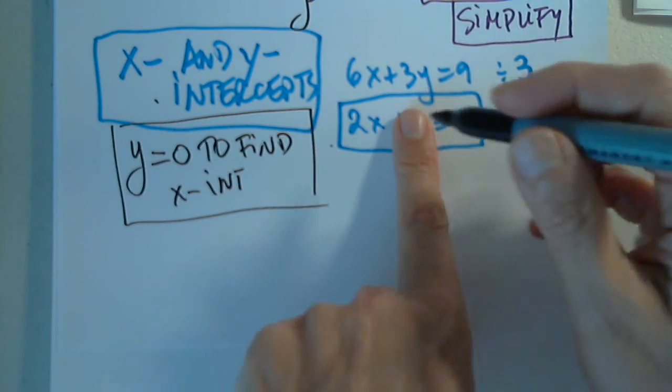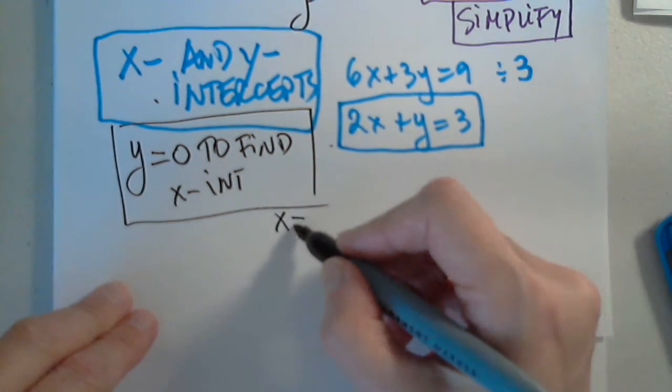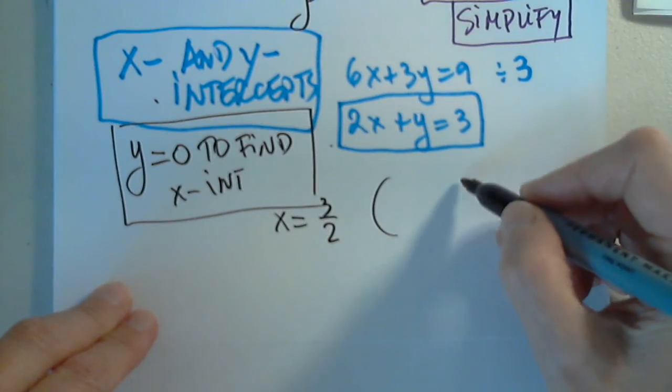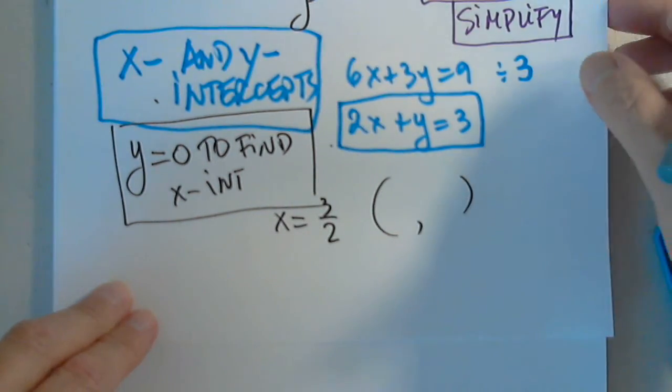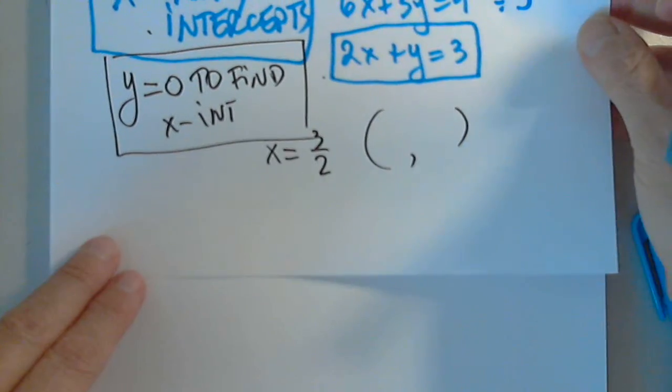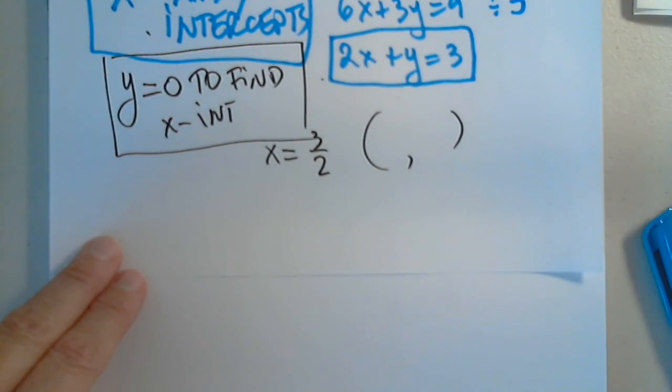1.5. Yes, 3 over 2. Very good. So then x equals 3 over 2. So can anyone give us the ordered pair that we will graph? I should say plot, in order to graph the equation of the line. What is the ordered pair?